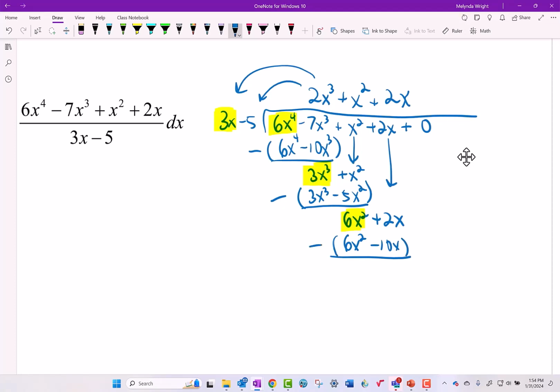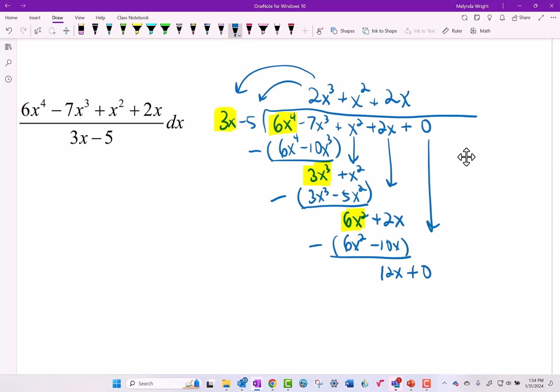Okay, 6x squared minus 6x squared is nothing. 2x minus a negative 10x. 2x minus a negative 10x would be 2x plus 10x, right? Which would be 12x. And I pull down the last term.